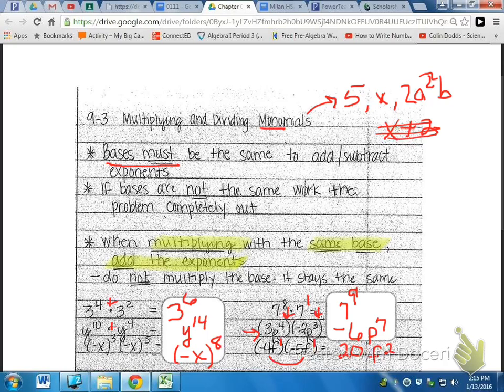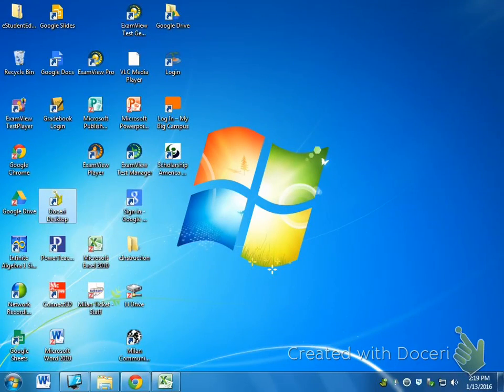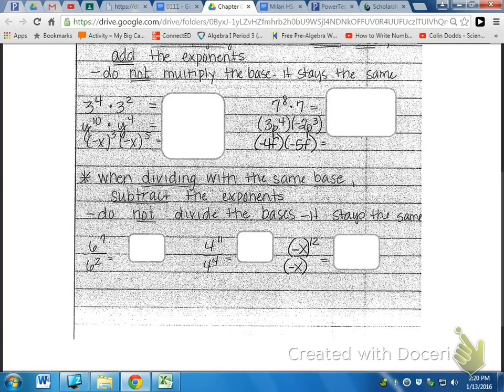Now let's switch to division. For division, when dividing, again, it has to be the same base, and you are now going to subtract the exponents. So multiply, you add. Dividing, you subtract, but it's got to be the same base. Do not divide the bases. It stays the same. Here's what we mean.